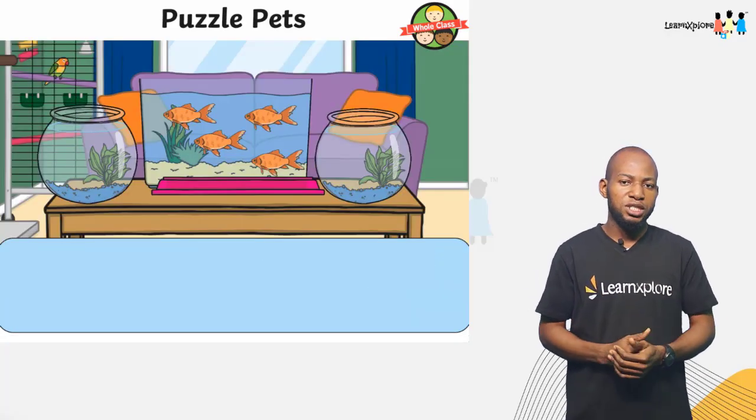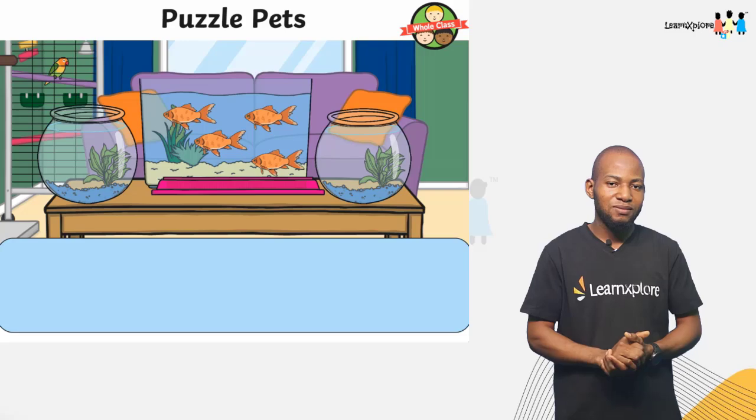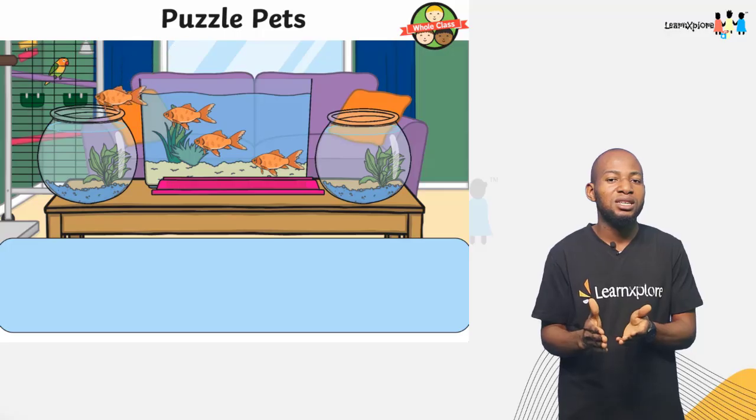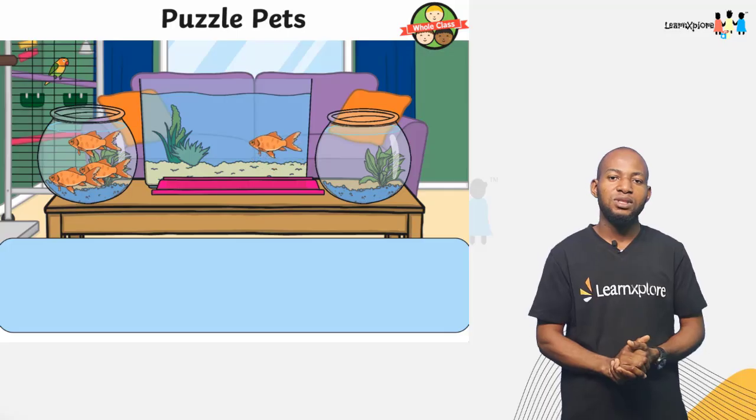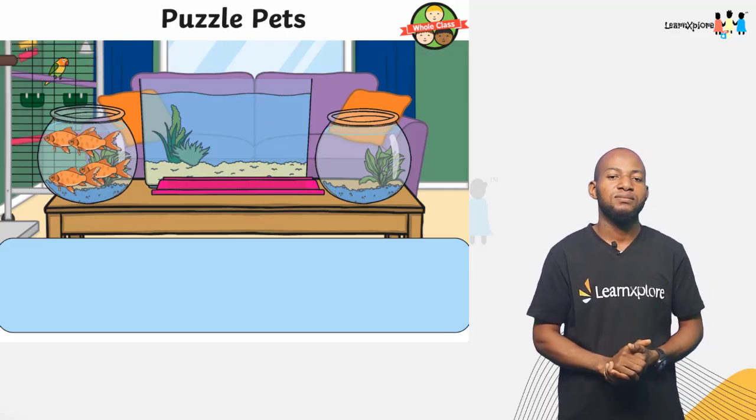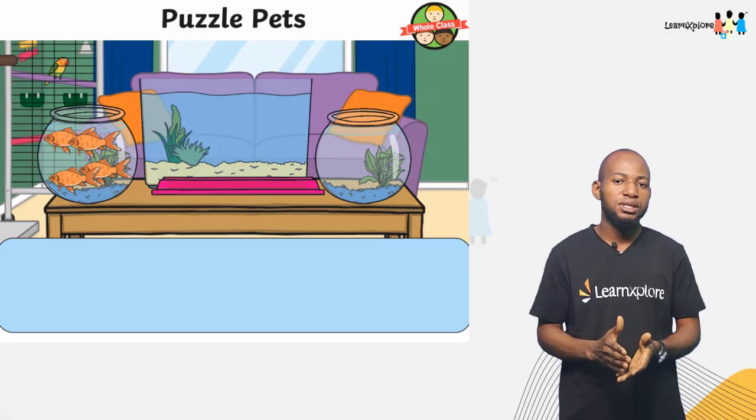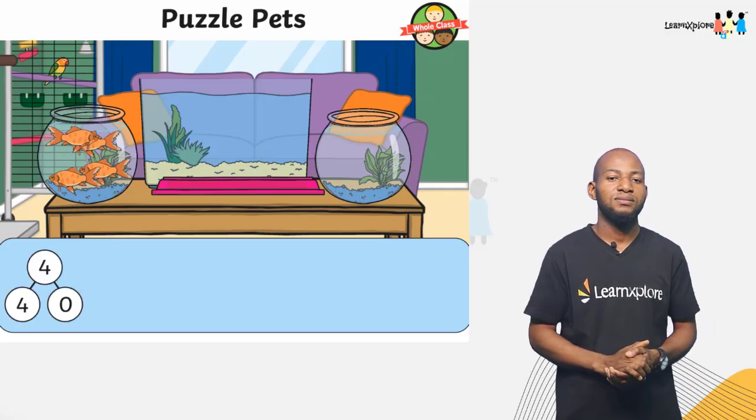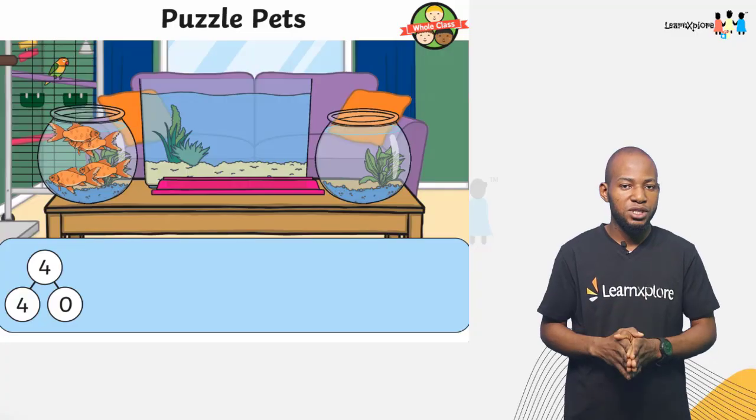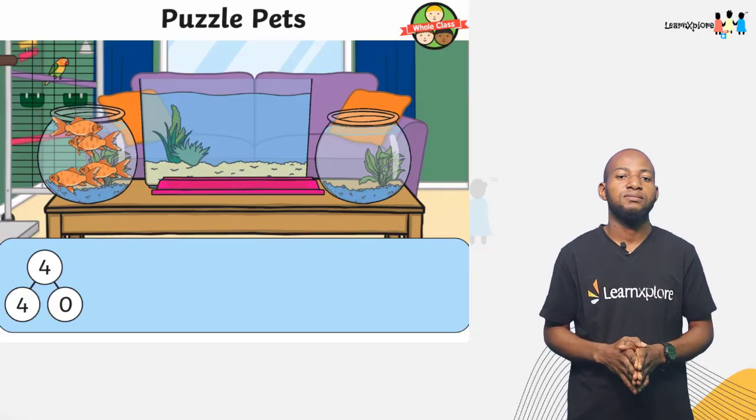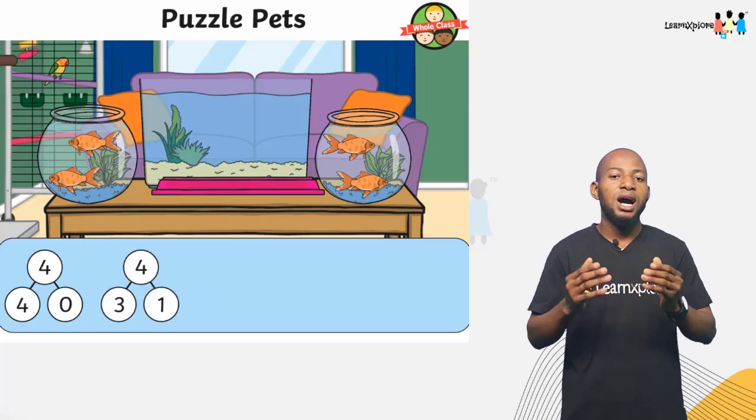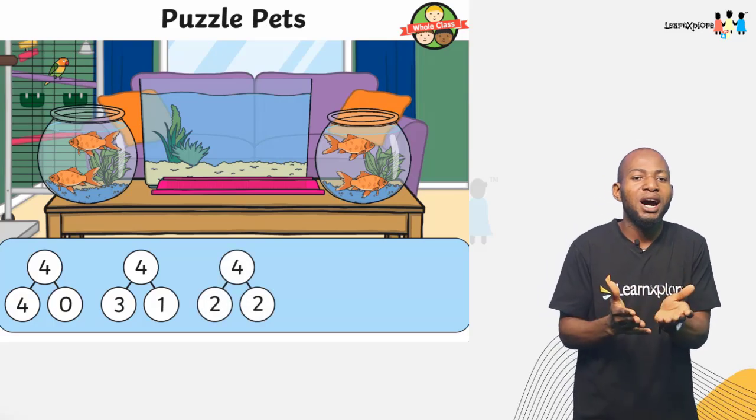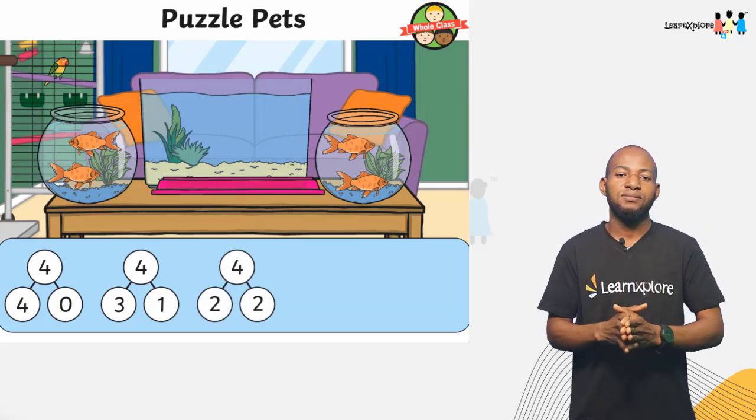Where can we put the fish when we clean the fish tank? We could write numbers to show how many fish were in each bowl. Look at this one. It represents this picture. We have 4 fish here and 0 here. So the remaining marking represents how we can make the number in 2 parts.